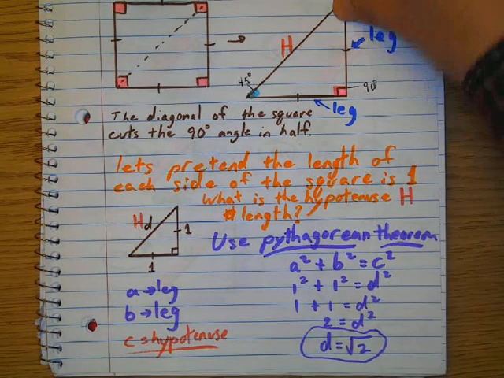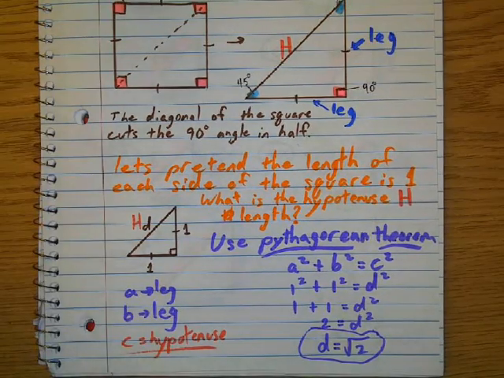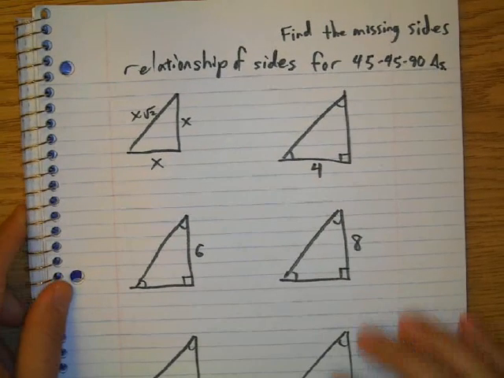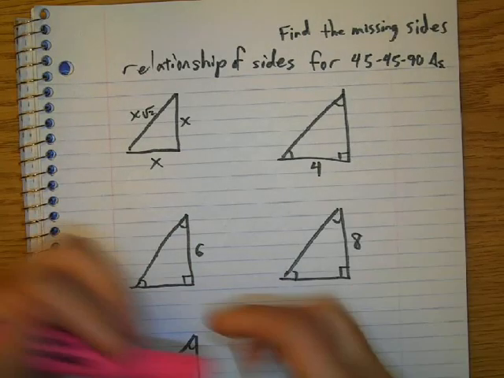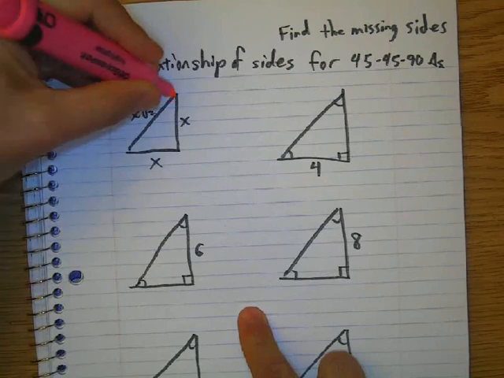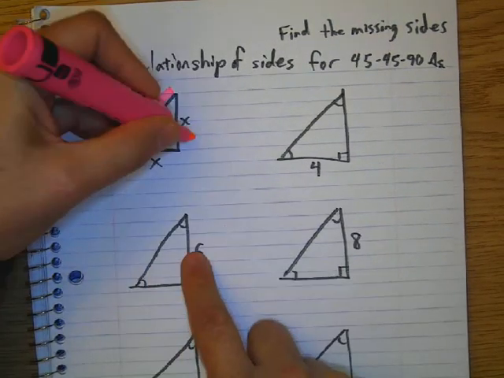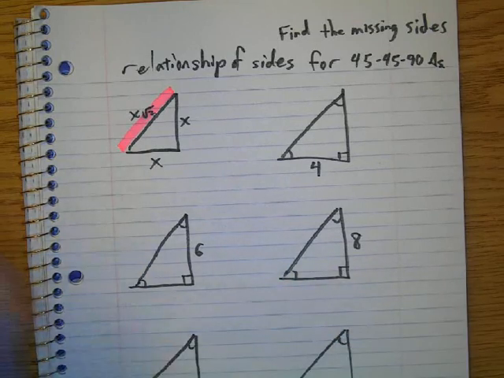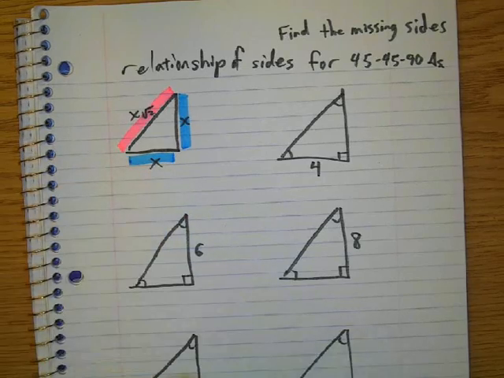And we're going to use this information to help us solve examples that are 45, 45, 90 triangles. Okay, so we're going to be using this relationship. This side is always going to be this value times square root 2, and these values on either side of the 90-degree angle are always the same.